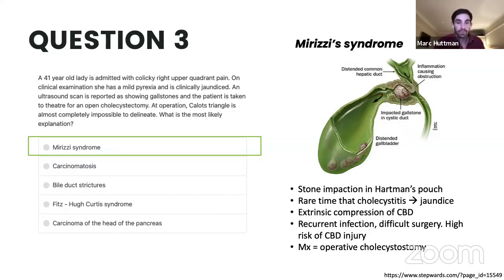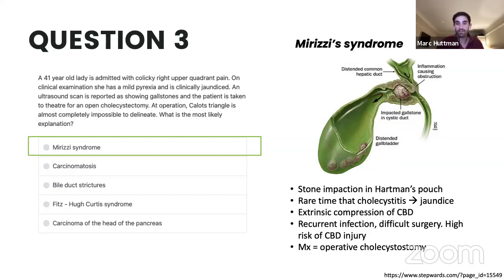And it's most common when you have recurrent infections. The question will often tell you about difficult surgery or impossible to delineate anatomy. That's because everything's so inflamed, because it only happens when there's recurrent infection, that it's just very difficult to see what's going on, because everything's inflamed and red and everything looks the same. And sometimes because of that, it's unsafe to do a complete laparoscopic cholecystectomy, ectomy being removal, because you wouldn't be able to appreciate the anatomy.